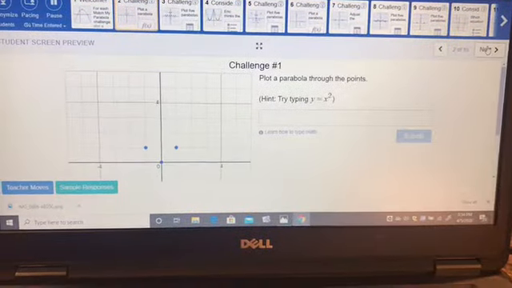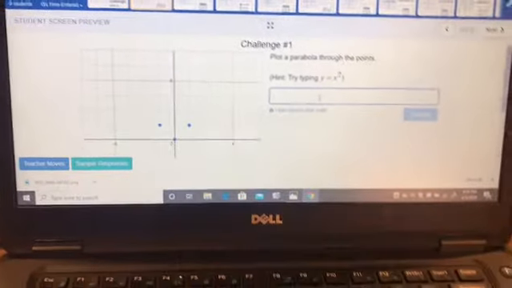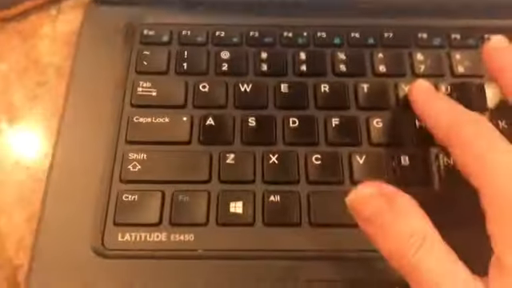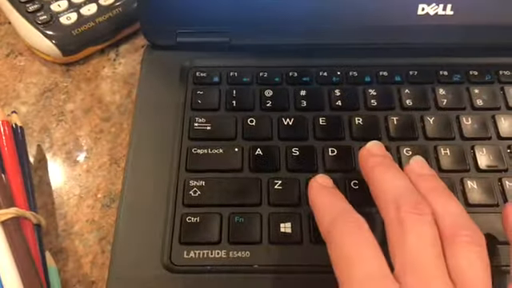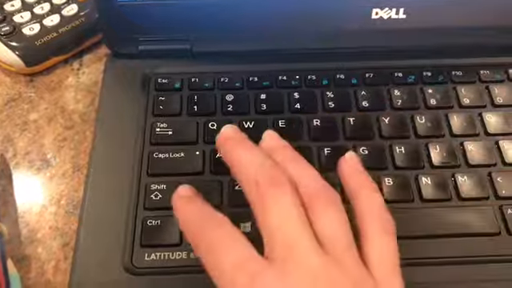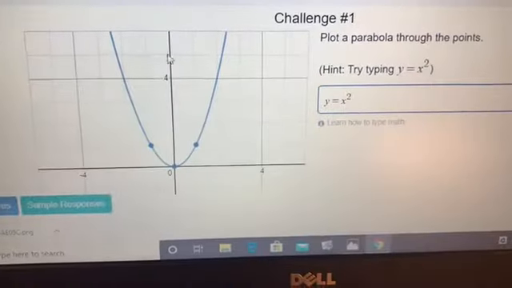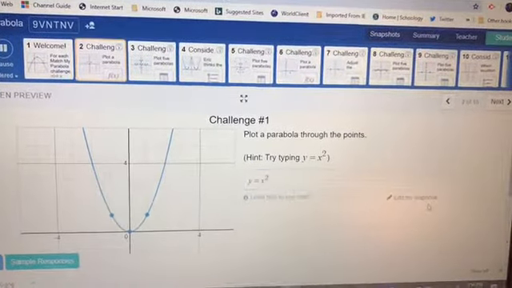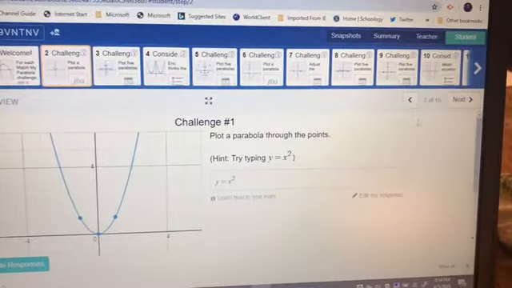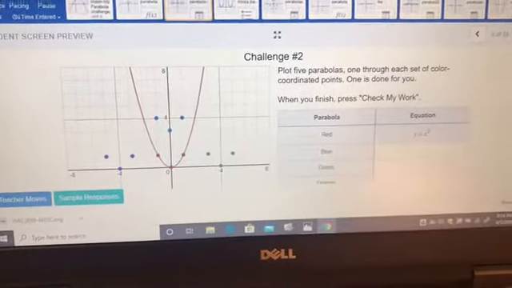Page 2, they tell you what to type in. Try typing in y equals x squared. I'm going to show you how I do that on my keypad. Y equals, and then to do x squared, here's what I do. X, and then if you hit this caret, that shift 6, that makes it up as an exponent, and then the 2. And look what happens. The parabola shows up. That's all you have to do, and then hit submit. That's all you have to do for challenge 1. That one's easy.